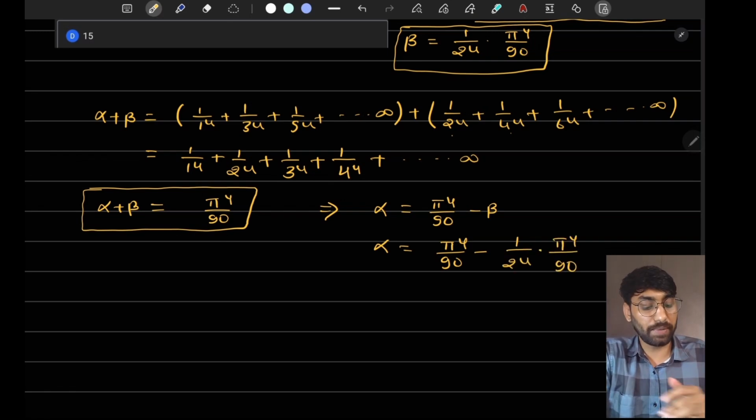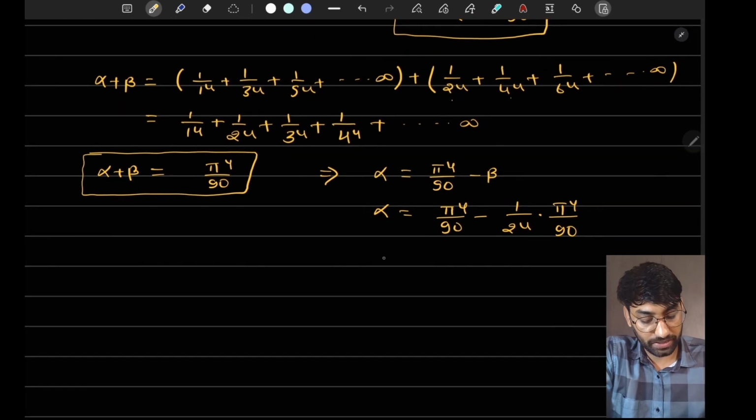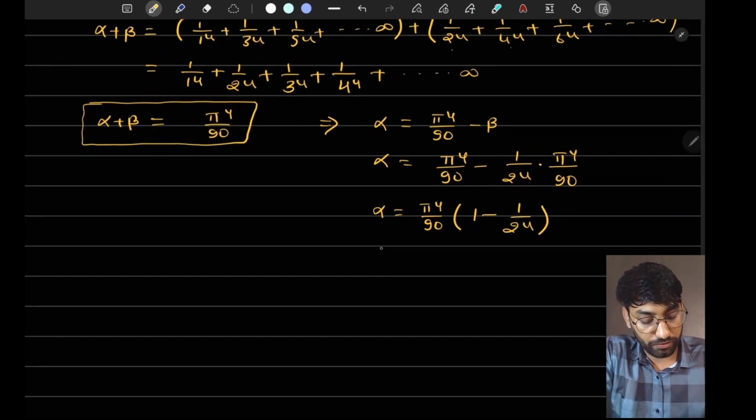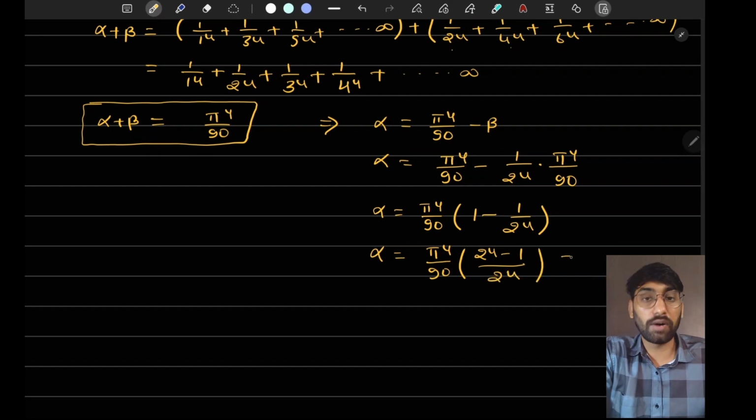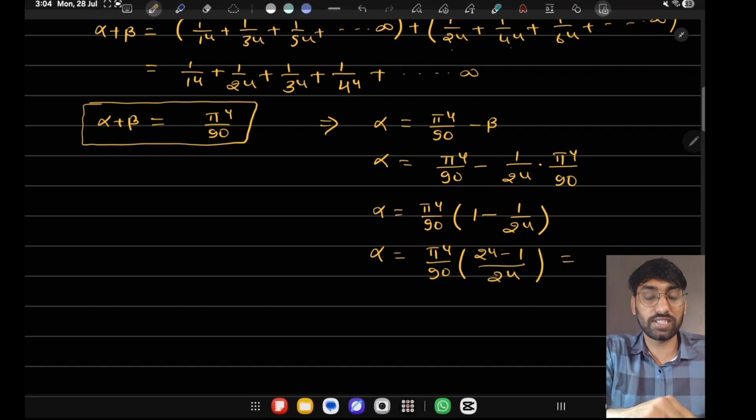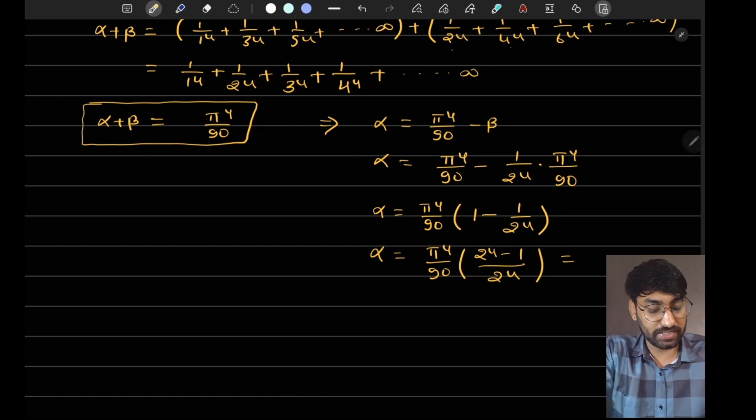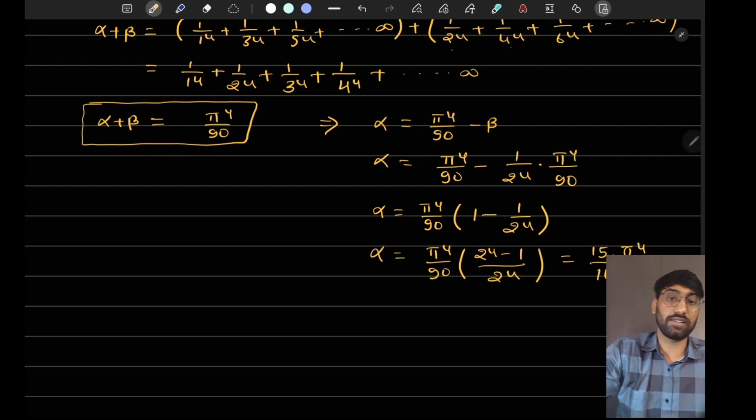Okay. So I'll just take pi power 4 by 90 out. So what I will get? I will get pi power 4 by 90 into 1 minus 1 upon 2 power 4. So the overall value of alpha will become pi power 4 by 90, and here if I take LCM, that will become 2 power 4 minus 1 by 2 power 4. And 2 power 4 is nothing but 16, and 16 minus 1 is nothing but 15. So 15 by 16 I will get. So I will get 15 into pi power 4 upon 16 into 90. Okay. So I'll just keep it like this only.